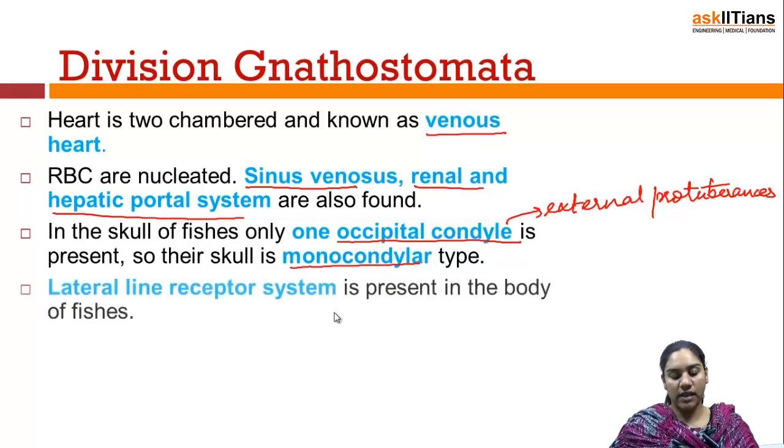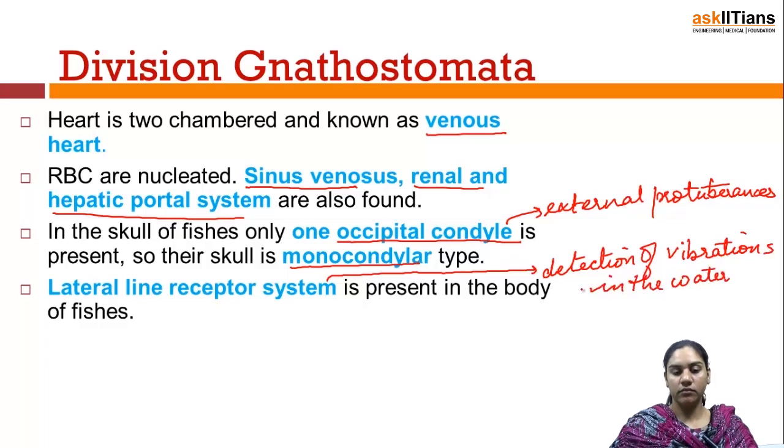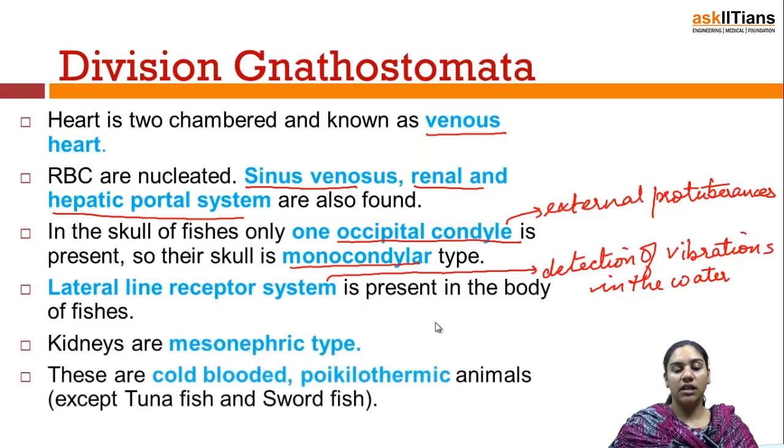The lateral line receptor system is present in the body of the fishes. This lateral line receptor system helps in the detection of vibrations in the water. The kidneys are mesonephric type, also known as archaeonephric type. These are cold-blooded or poikilothermic animals, except the tuna fish and the swordfish. These are not cold-blooded fishes.